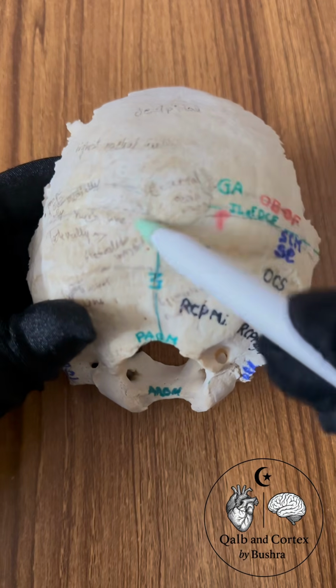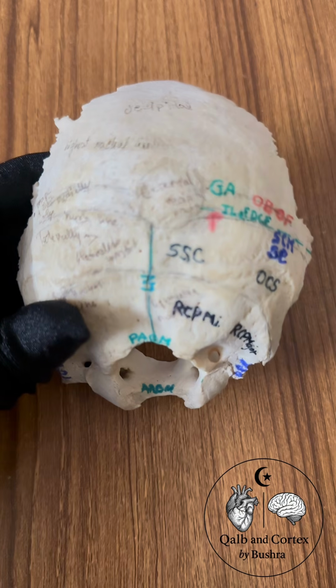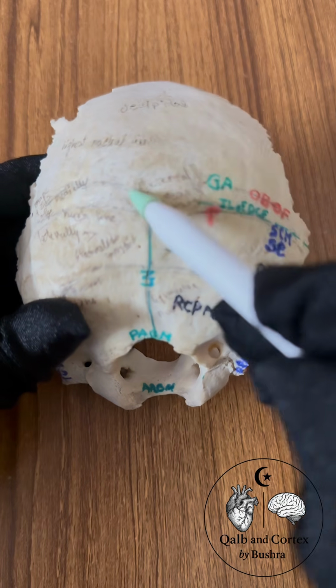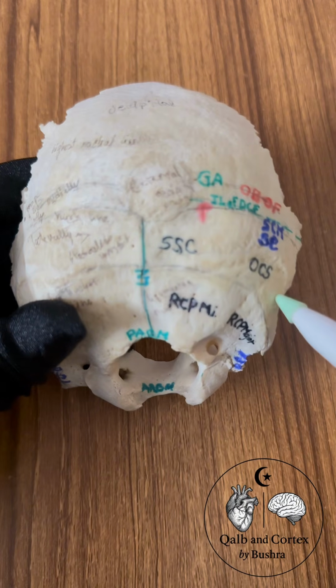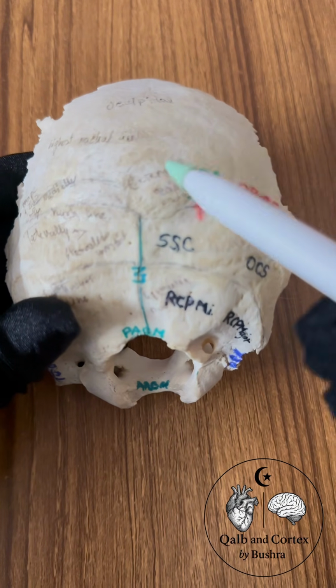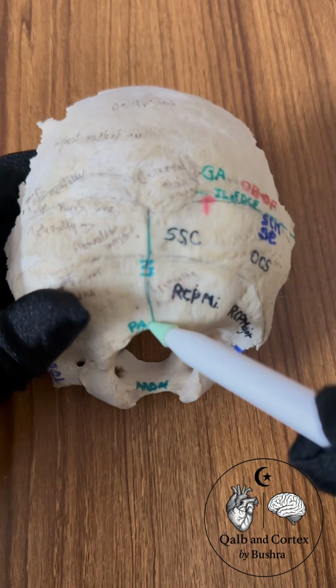This is the external occipital protuberance, and the most prominent point of the external occipital protuberance is called the inion. This is the highest nuchal line, this is the superior nuchal line, and this is the inferior nuchal line. And the line extending from the external occipital protuberance to the foramen magnum is called the external occipital crest.